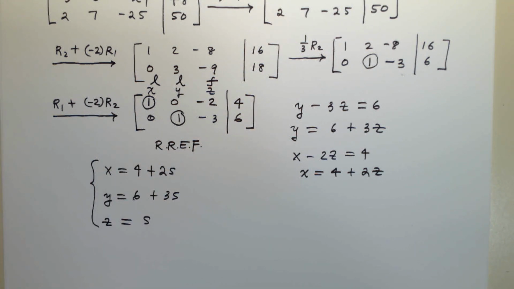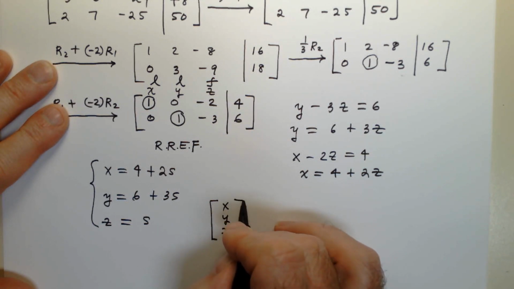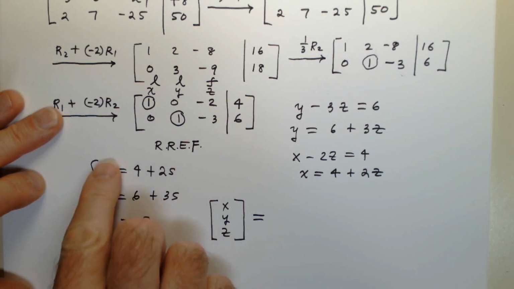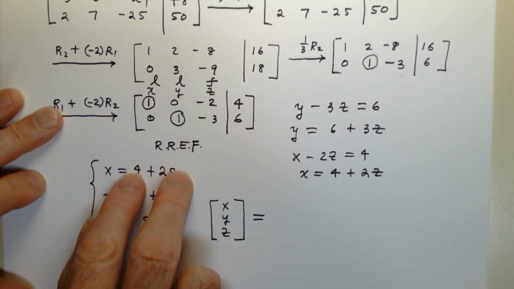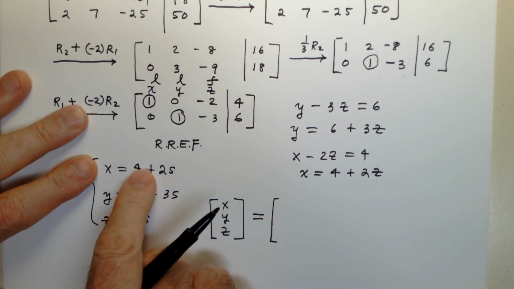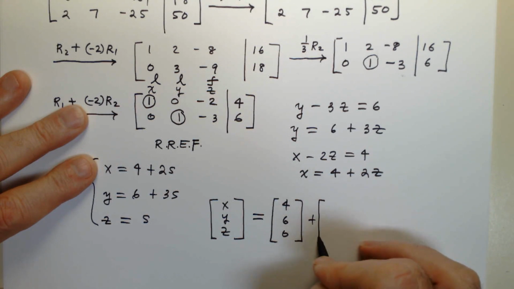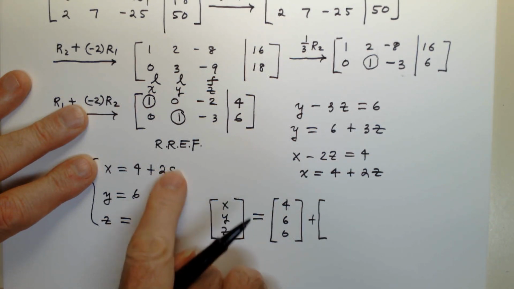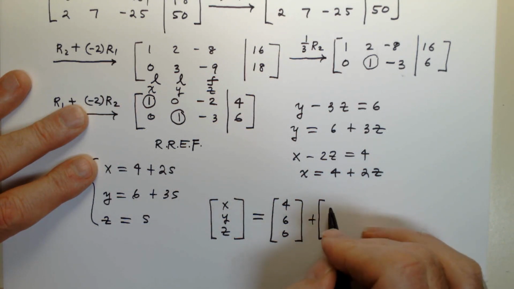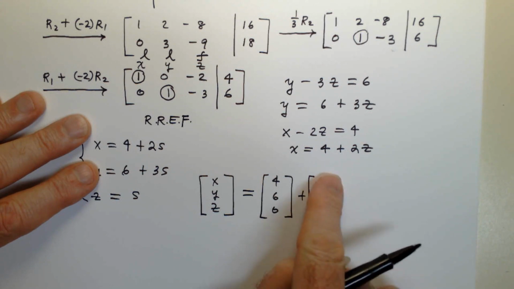Now, I think a better way to write this is the vector form of this solution. So let me write it this way. If I think of this as a column vector, I can see that this is going to be the sum of two column vectors. There's going to be the one column, which is the column of these constants. So it's a 4, a 6, and a 0. And then there's the other column that's carrying the s parameter. So 2s, 3s, and s. And then I get a nice geometric interpretation if I pull that scalar s out.